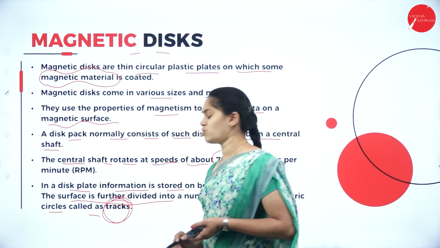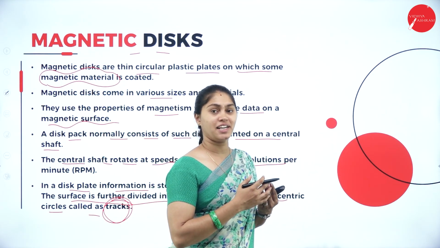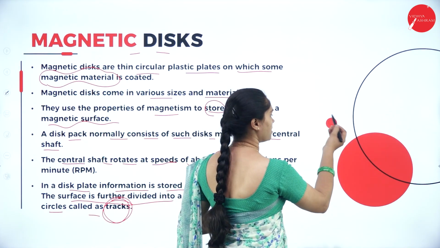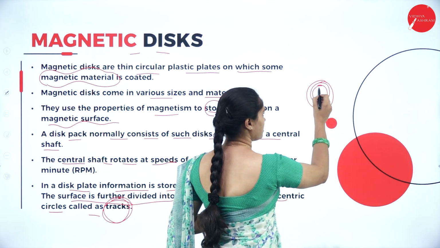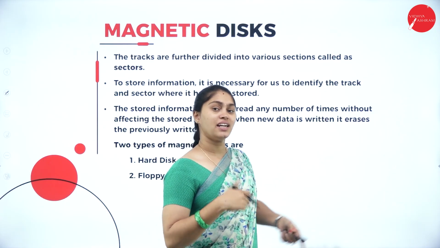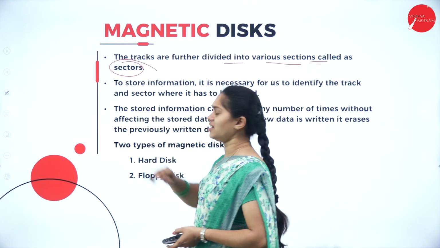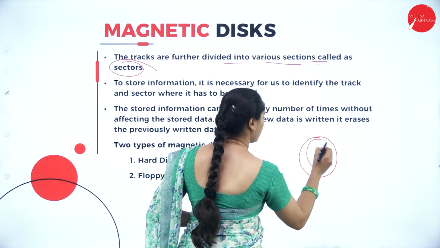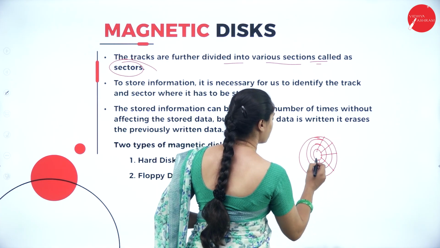We call those tracks. If it is a thin circular plastic plate like this, it can store data on both surfaces, and we divide it into a number of concentric circles. We call these tracks. And the tracks are further divided into various sections, which we call sectors. So a thin circular plate is divided into a number of tracks, and the tracks are again divided into a number of sectors.